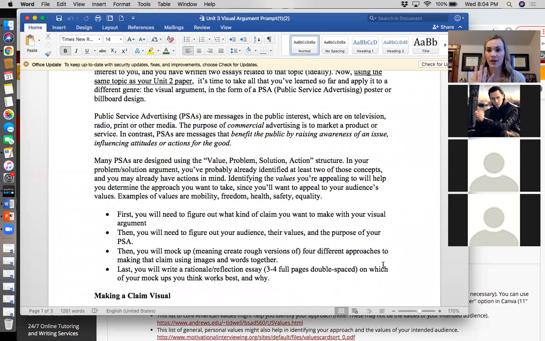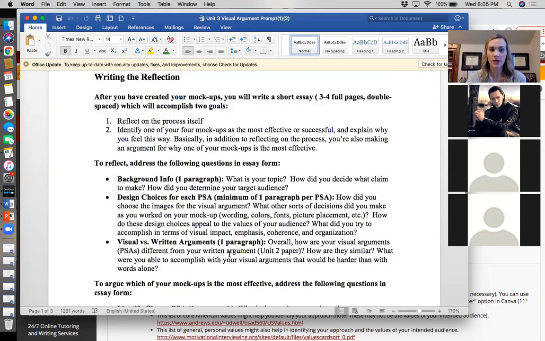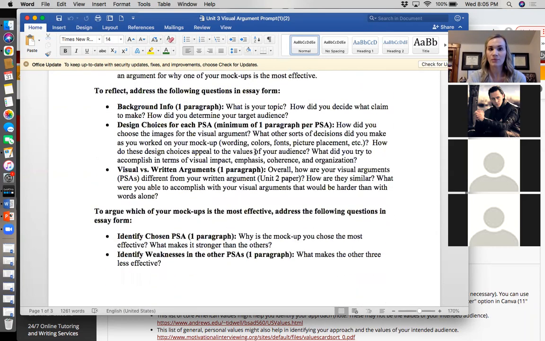And later on, I'll talk about how you can make them different. Once you make those 4 posters, 2 of them will be due on Sunday, right? You will write an essay about your design choices for those PSAs. Okay, so when you get down here, you can see exactly what I'm looking for when you are writing about your PSAs, right? So first you'll start with some background information, right?